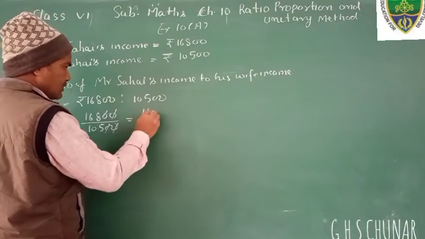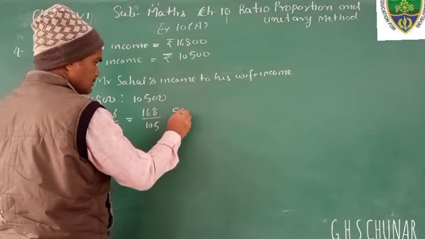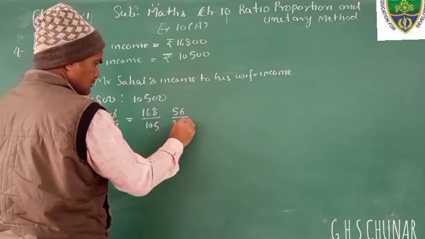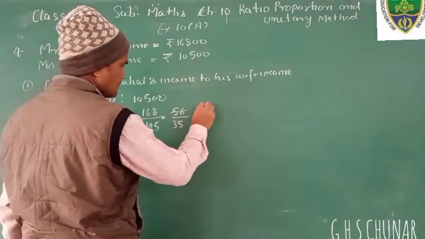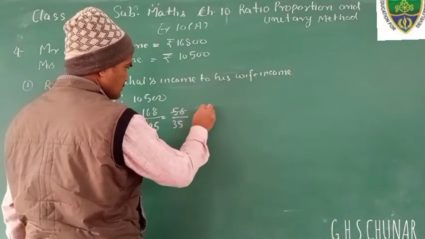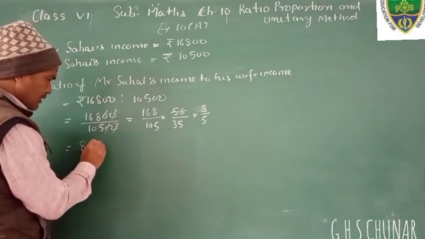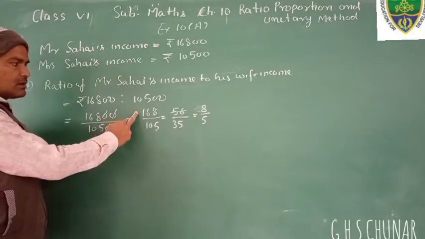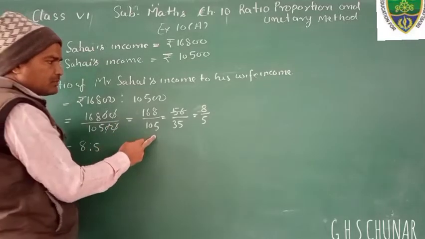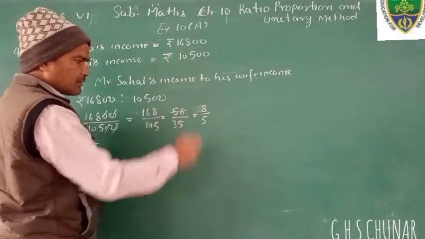It is cancelled: 168 upon 105. Now it cancels. That is 8:5. Here you cancel it by 3: 3 5 are 15, 3 6 are 18, 3 3 are 9, 3 5 are 15. Now you cancel it by 7: 7 8 are 56, 7 5 are 35.